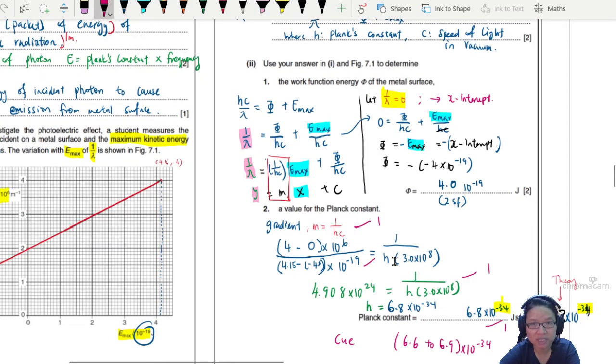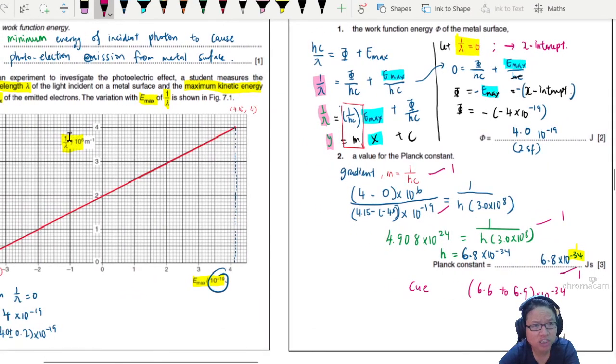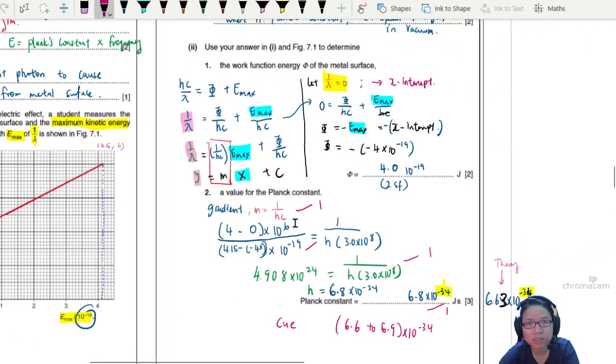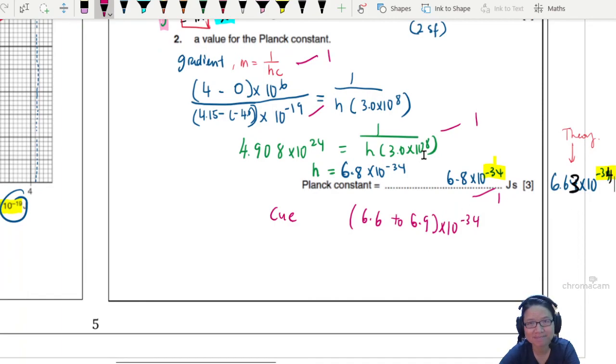So the moral of the story here is you should not memorize that if the graph is like this, the gradient must be this and the y-intercept must be this. Because I can easily change any of these axes, any of this fraction. The ability to linearize your equation, which you also need in your paper 5, is so important for your A2. From here I can see gradient cannot be used because it has the Planck constant. Y-intercept cannot be used because it has the Planck constant. So I have to be a bit creative and find the x-intercept. All right, and then this part is just pretty standard.